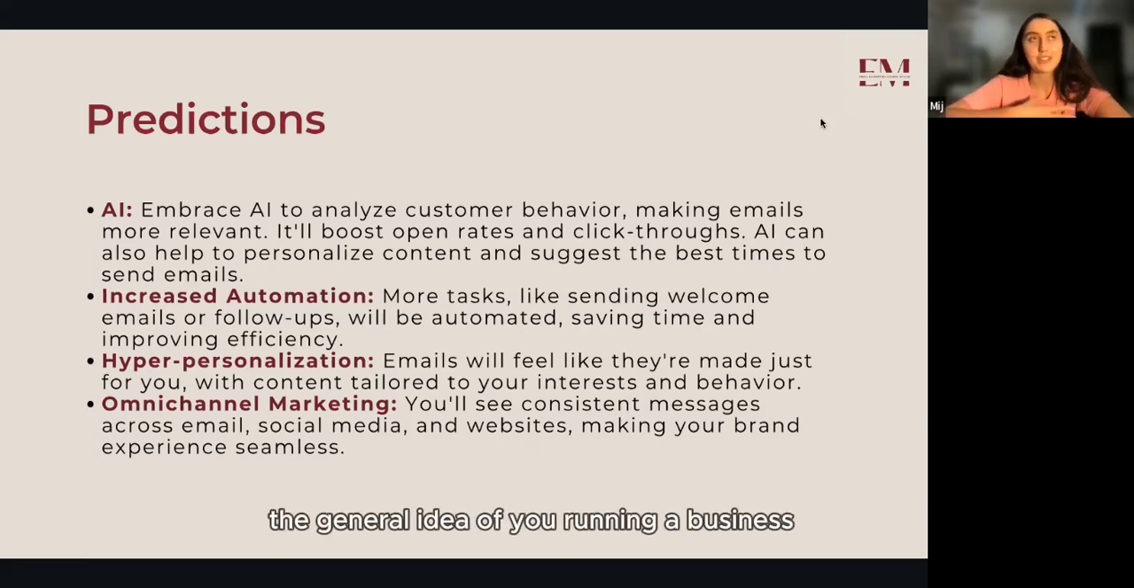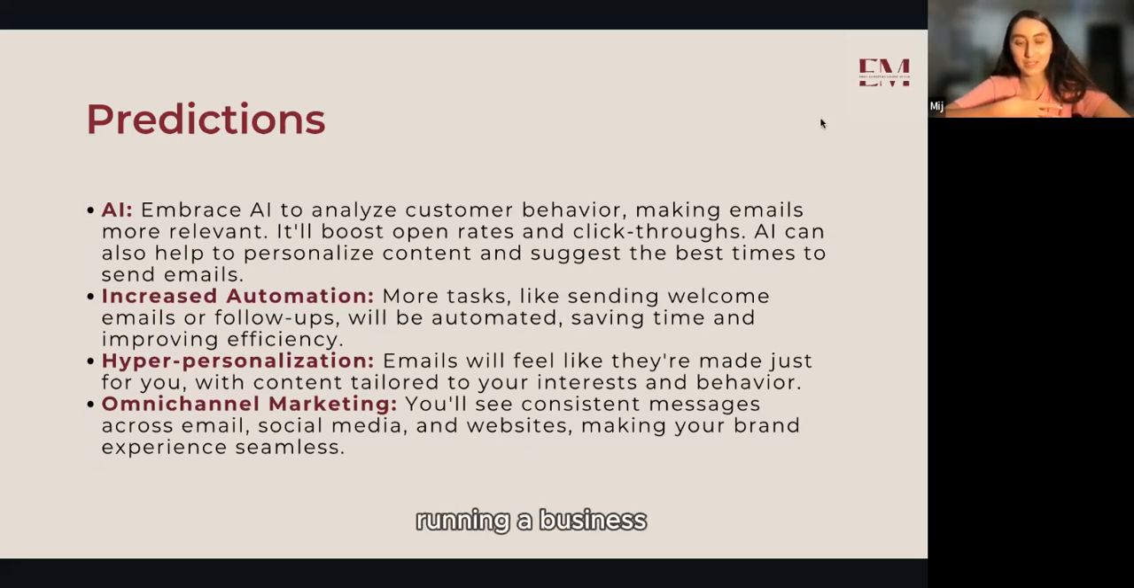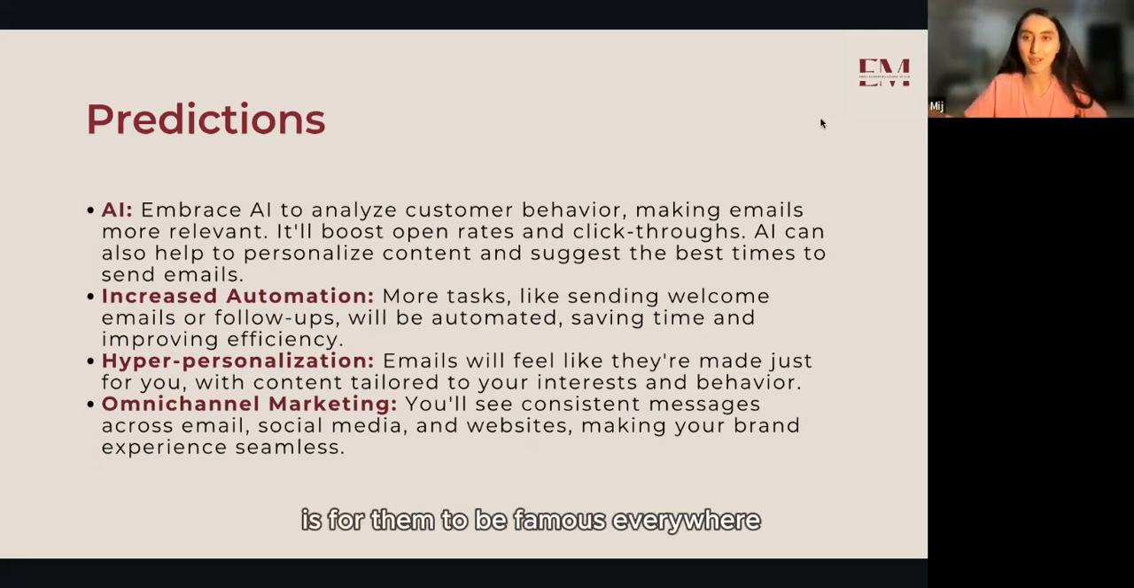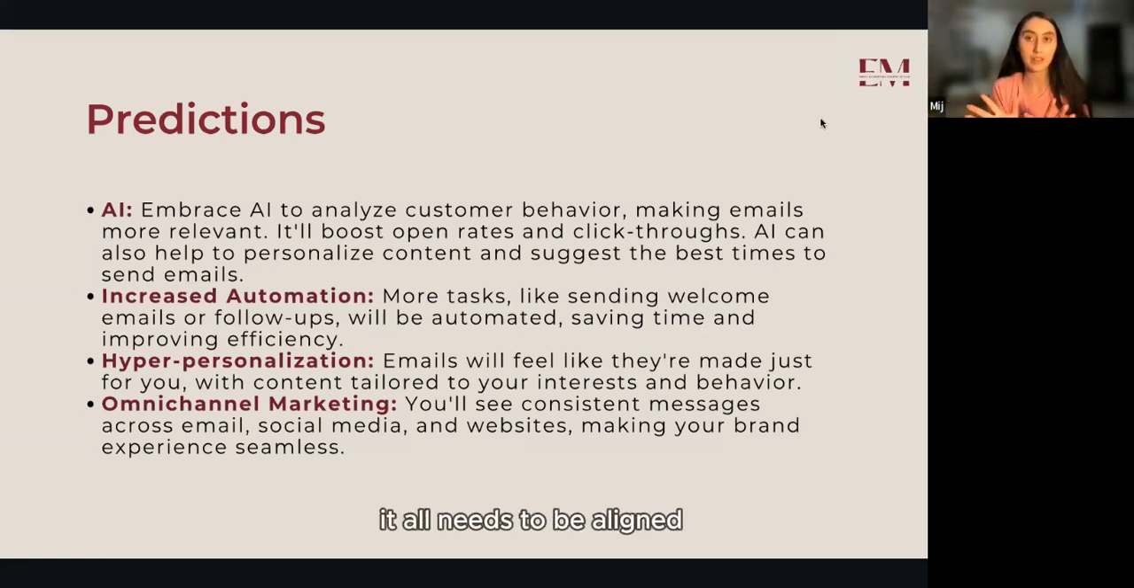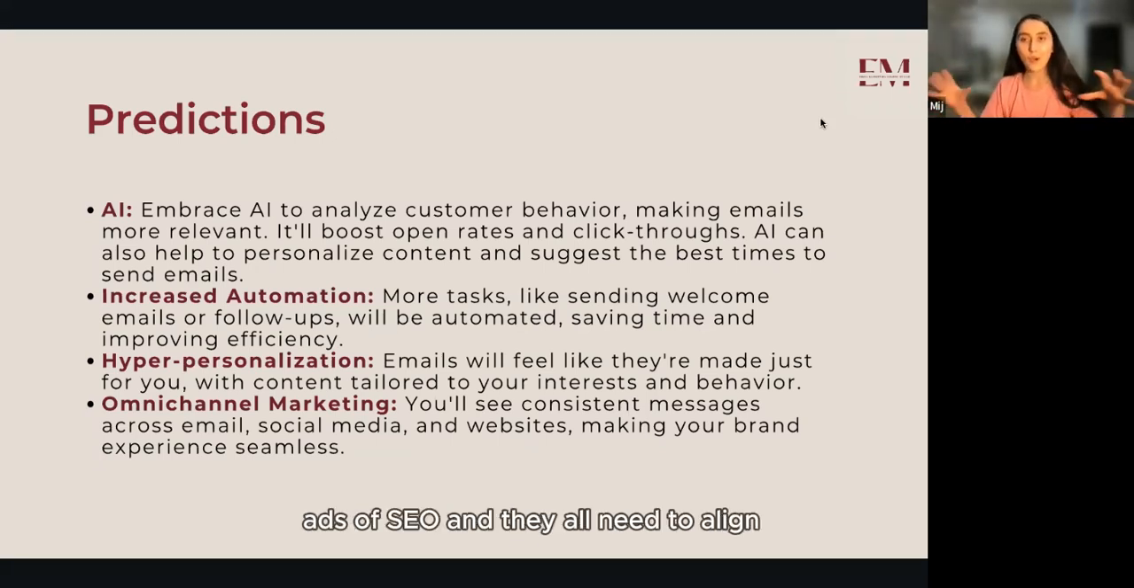The general idea of a brand running a business is to be famous everywhere, in any channel possible. You want to be on social media, you want to be on email, you want to be on Google. If you have the same campaigns, you need to announce it on social media, and also you need to announce it in email. It all needs to be aligned. That's why marketing is a big department of social media managers, email marketers, Facebook ads, SEO, and they all need to align.